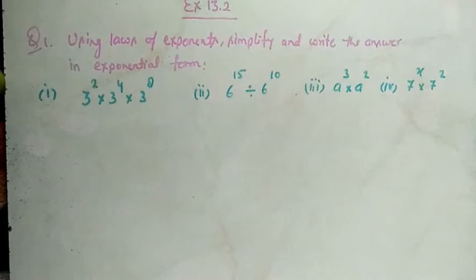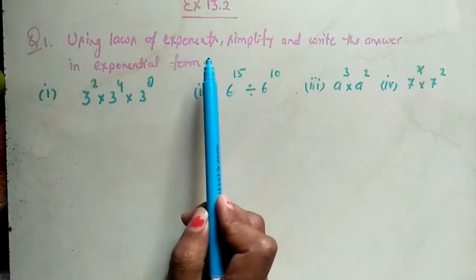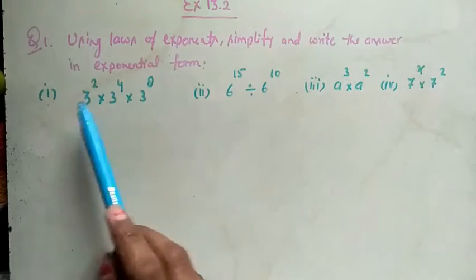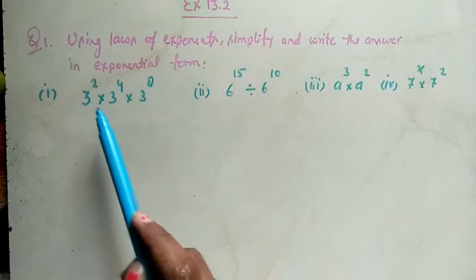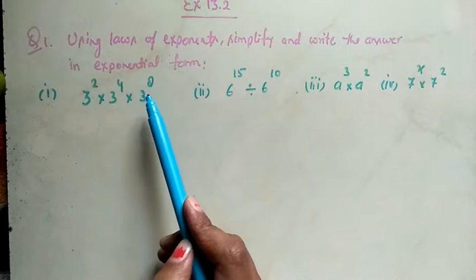Today we solve the first question of exercise 13.2. The question is, using laws of exponents, simplify and write the answer in exponential form. So the first part is 3 squared into 3 to the power 4 into 3 to the power 8.